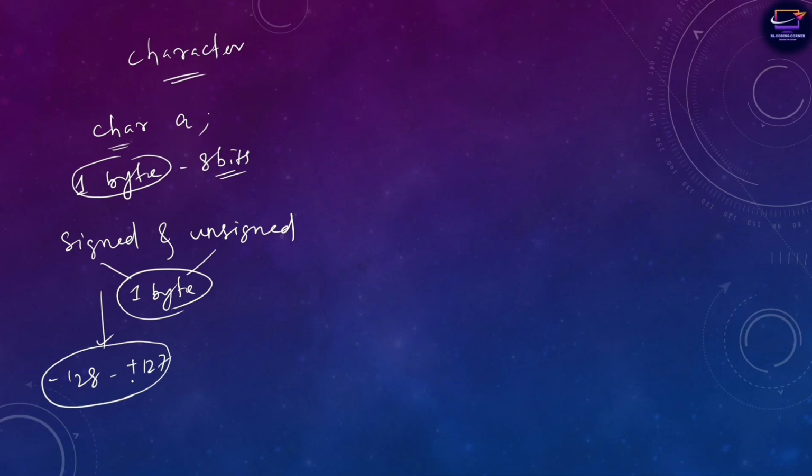Okay, so signed or unsigned, and the range of an unsigned character is 0 to 255, right? Because of unsigned, no negative value will be there.